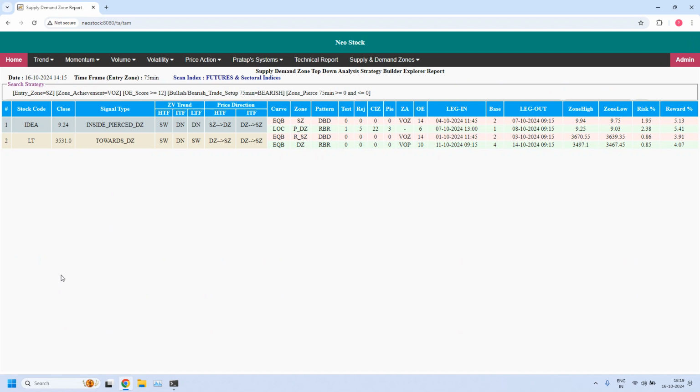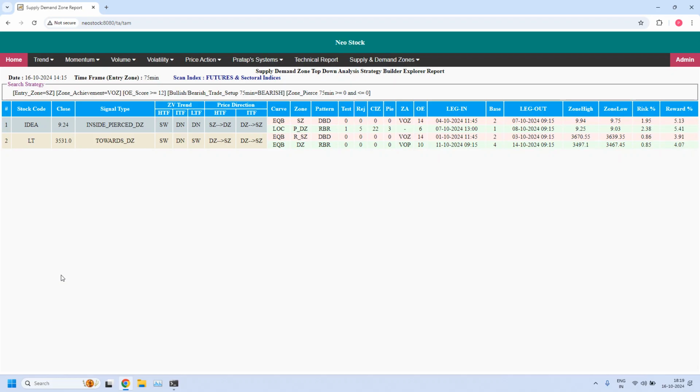Let's verify. We got two stocks. So currently these two stocks are supporting a bearish trade setup for a weekly income trade, that is, entry time frame 75 minutes. Let's verify out of these two, whether any of these zones have a high probability setup supported.